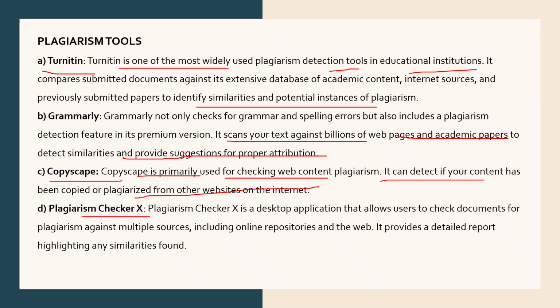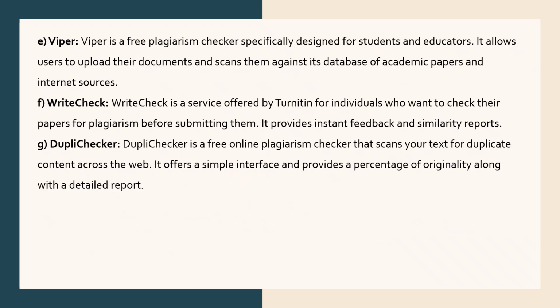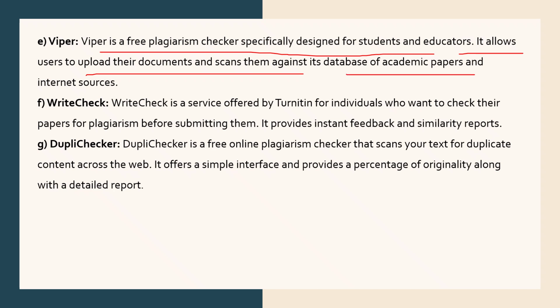Then Plagiarism Checker X. Plagiarism Checker X is a desktop application that allows users to check documents for plagiarism against multiple sources, including online repositories and the web. It provides a detailed report highlighting any similarities found. Then Viper. Viper is a free plagiarism checker specifically designed for students and educators to allow users to upload their documents and scan them against its database of academic papers and internet sources. RightCheck. RightCheck is a service offered by Turnitin for individuals who want to check their papers for plagiarism before submitting them. It provides instant feedback and similarity reports.